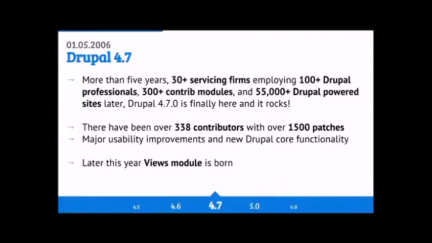And then Drupal 4.7 actually took quite a bit to develop, I think a little bit more than a year. And at the time, there were already more than 55,000 Drupal sites online. There were more than 300 contributed modules in the repository. And we get more and more contributors and patches working on Drupal. Also in 2006, the Views contributed module was born. It will become one of the most popular Drupal modules. Now with Drupal 8, it's included in core.